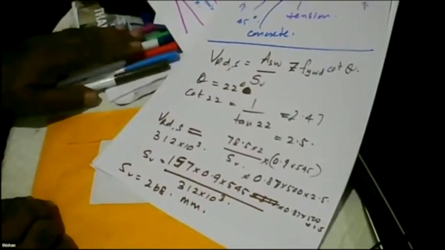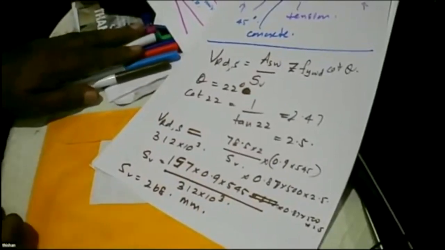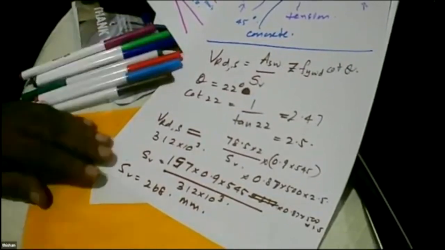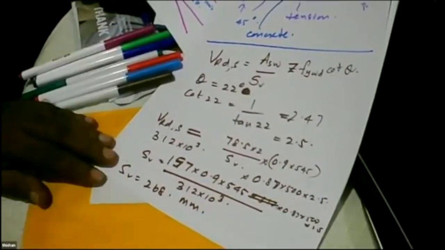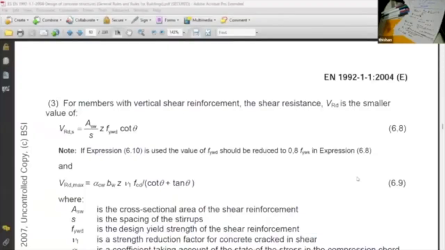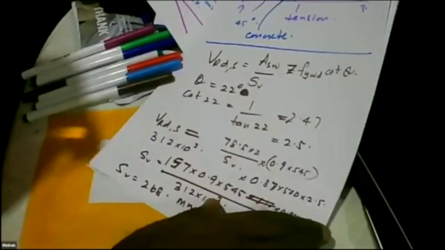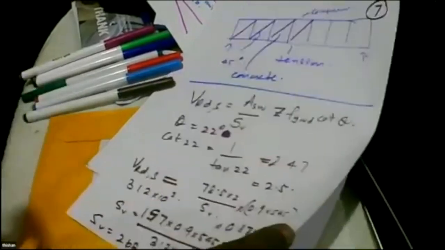According to Eurocode, how many equations? One equation. Straight away you can find it. Equation 6.8. Only one equation. Very easy. So many people say, oh, shear design is a nightmare. No, it's not a nightmare. Then what is the speciality? What is this theta? That's where the complication comes.